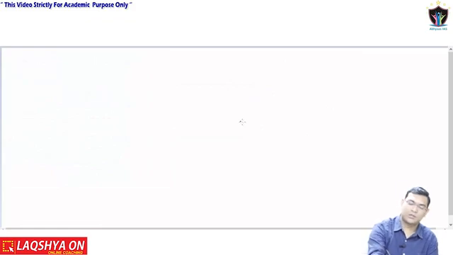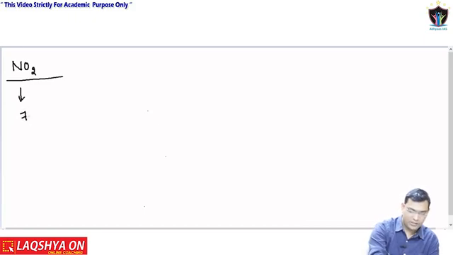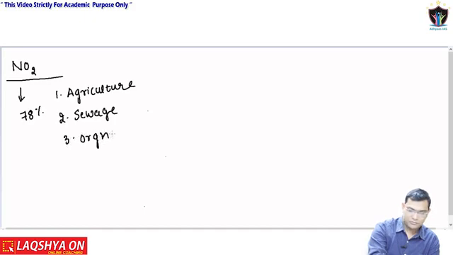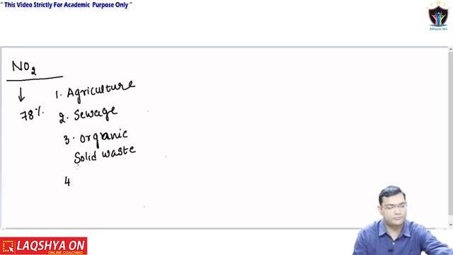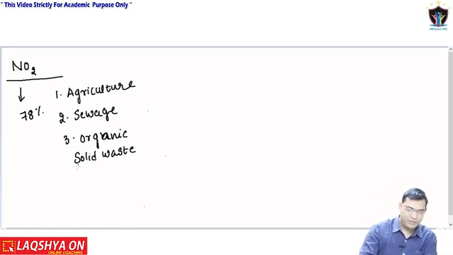Now about your nitrogen oxide emissions. What are the sources? You know that it is largely present. 78% of the Earth's atmosphere consists of nitrogen. What is the main source? From the agricultural source, then your sewages, organic solid waste, fourth one, these are the three sources. Now, what is the impact of nitrogen pollution?